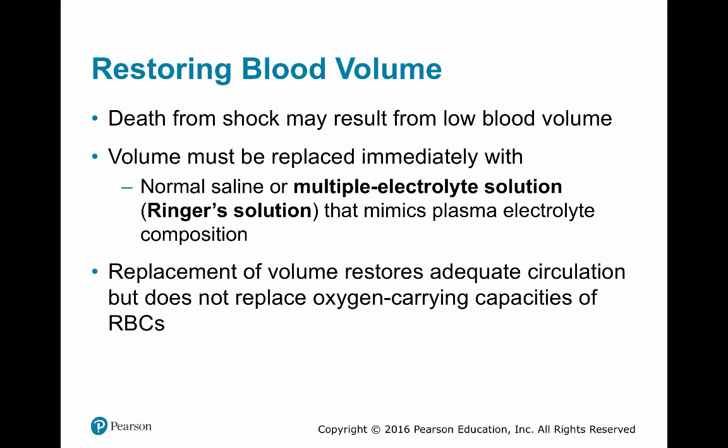Or if you lose a lot of blood, right? Volume must be replaced immediately. And so normal saline or a multiple electrolyte solution, which is known as Ringer's solution, that mimics plasma electrolyte composition will be added if you have low blood volume, and it can help with replacement of volume and restore adequate circulation. But the problem is it does not replace the oxygen carrying capacity of blood.